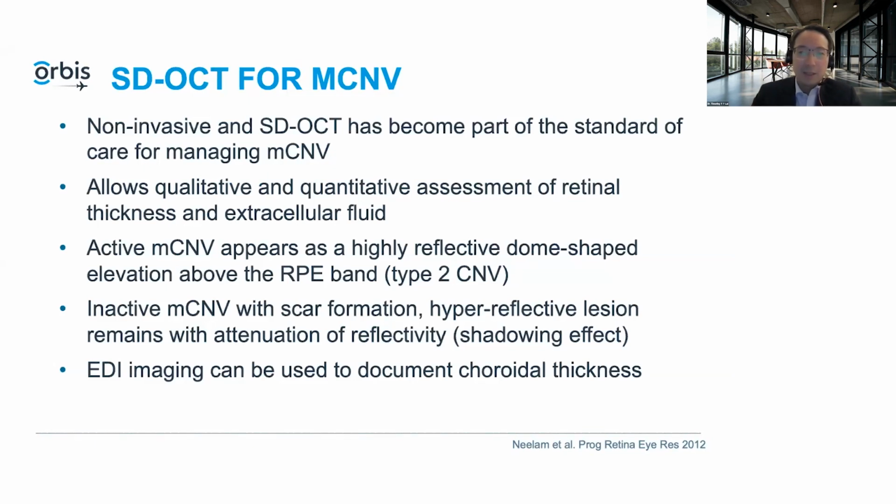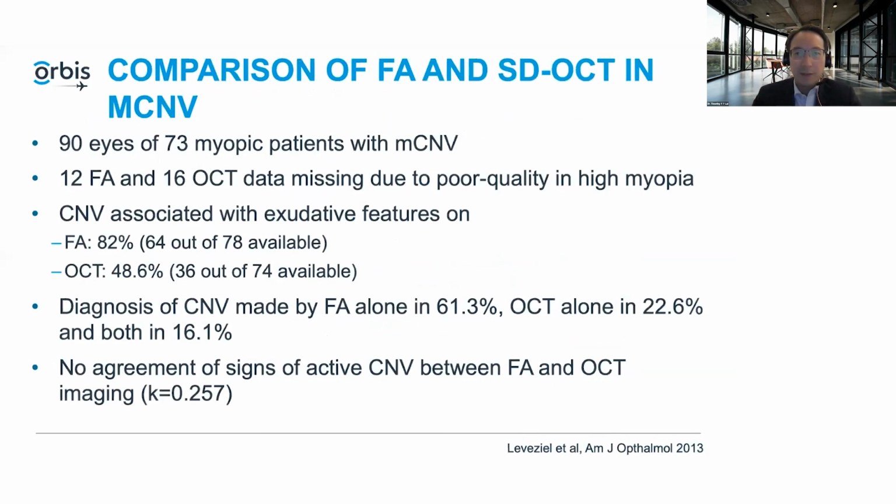These cases are usually type 2 CNV, so they are above the RPE layer. When you get the active CNV, you can get this highly refractive dome-shaped elevation. With the inactive CNV, after treatment, it can cause a scar and you get this hyperrefractive lesion, which will cause a shadowing effect.